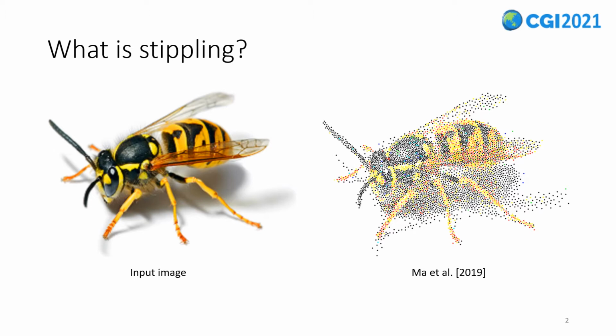Generally speaking, a stippling is composed of a large number of random points, where these points meet a certain distribution. By controlling the color and size of each point, the visual effect of these points is similar to the original image at a certain distance.